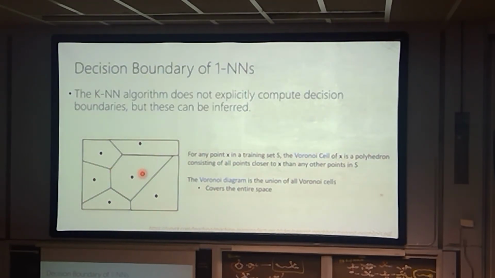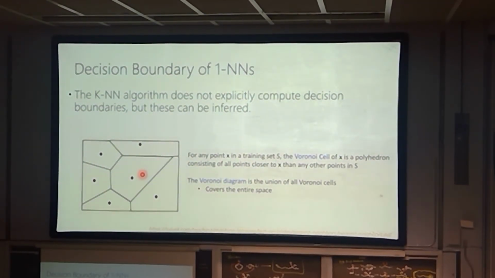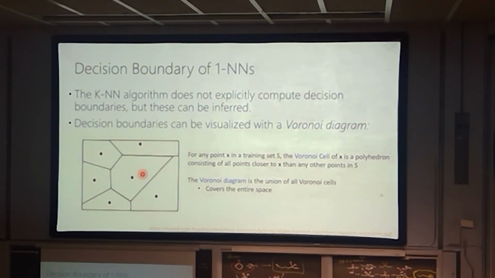So KNN, and 1NN, doesn't explicitly compute a decision boundary, but we can use these Voronoi diagrams to get a sense of what the decision boundary looks like. You can do it very easily for one nearest neighbor, but even for higher values of k you can explicitly compute it and draw it, and I'll show you.